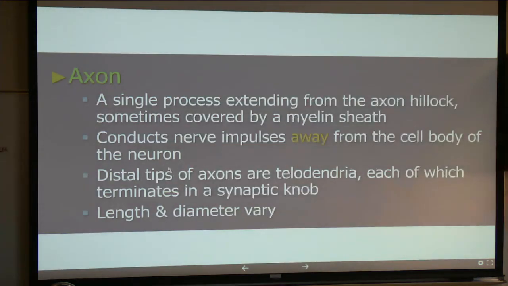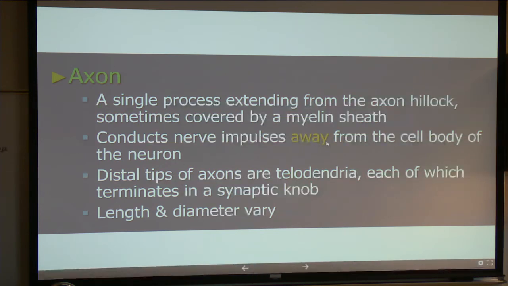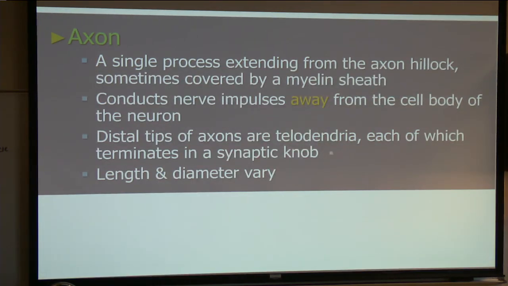The axon is that one single, really long process, okay, which is going to leave the cell body, and that carries information away. I'll talk to you about the axon hillock in a minute, okay, but it's going to carry information away from that cell body. And then the telodendria are a bunch of synaptic knobs together, and the ultimate distal end is that synaptic knob.